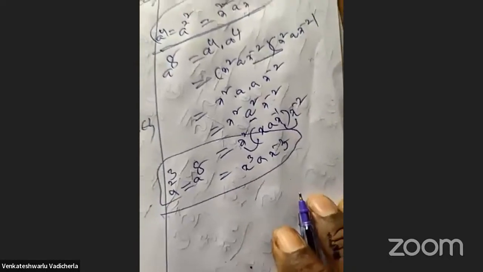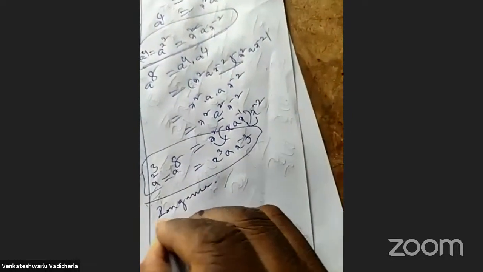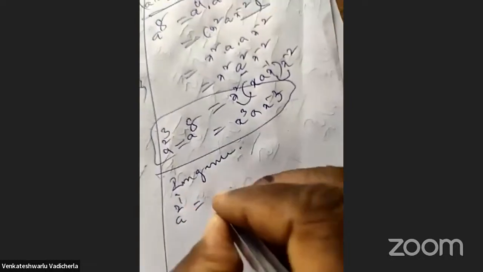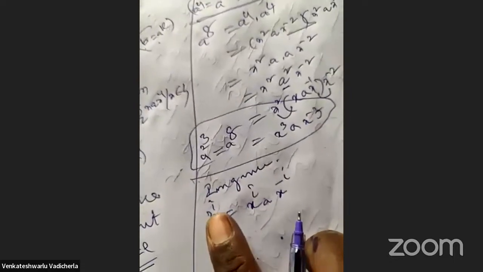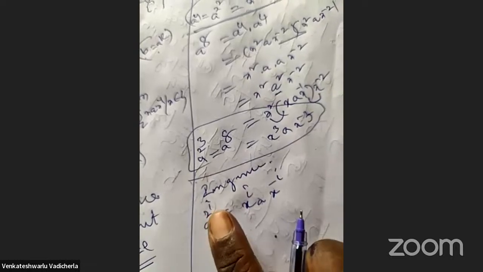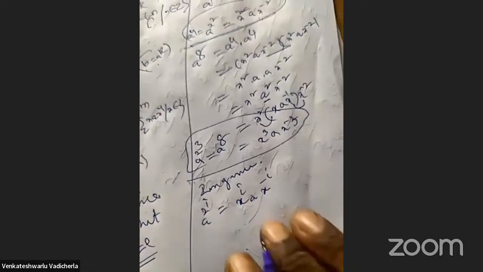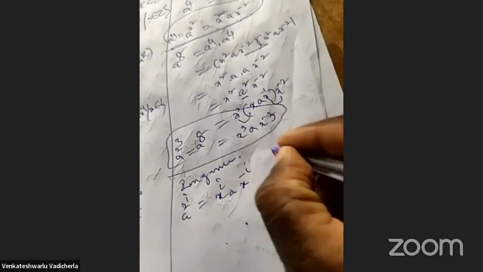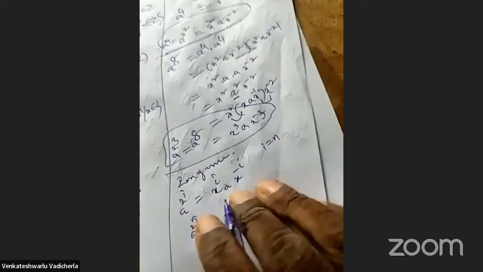In general, a power of 2 power of i is equal to x power of i into a into x power of minus i. You apply this: i equal to 1 gives a power of 2, i equal to 2 gives a power of 4, i equal to 3 gives a power of 8. And this is the relation. In particular, i equal to n gives a power of 2 power of n.